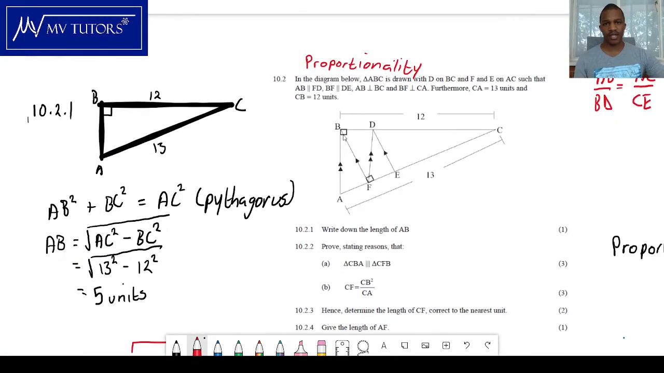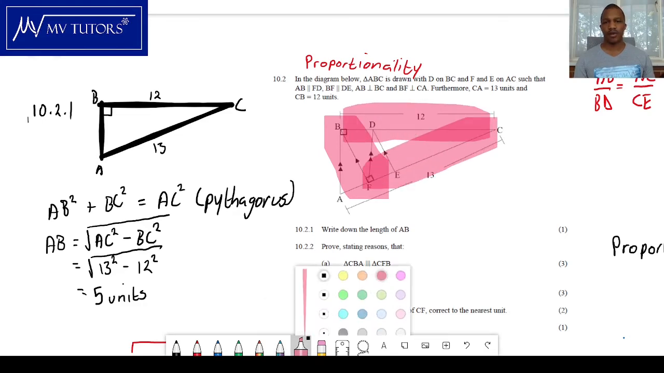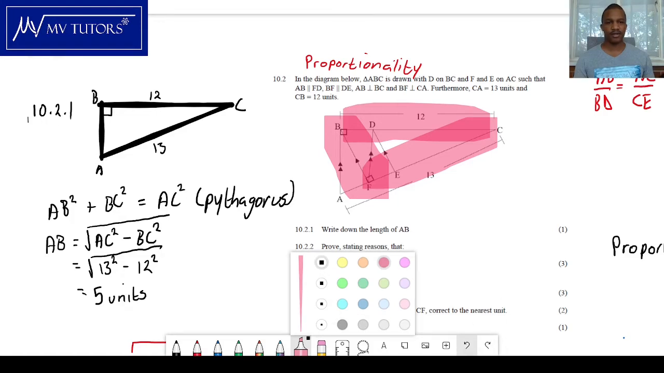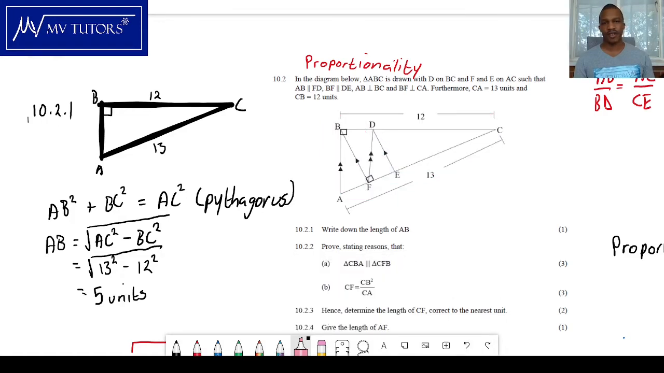Angle B is obviously from the big triangle and it's 90 degrees. Angle F is obviously from the small one, and we can see it's also 90 degrees. Let me just highlight that. You can see that angle F is also 90 degrees.